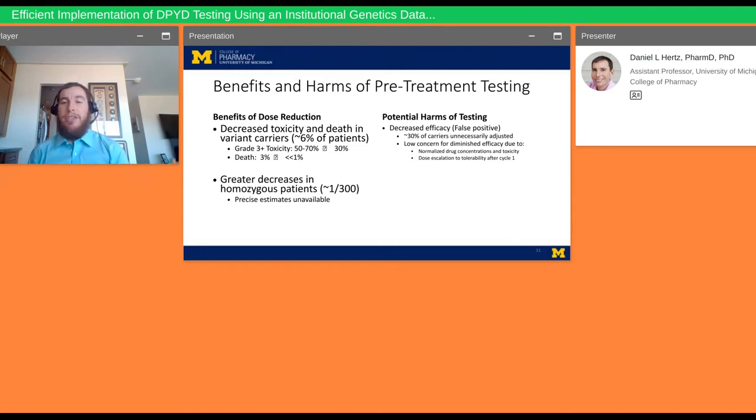In addition, as I mentioned in the CPIC guidelines, the dosing guidelines recommend a dose escalation to tolerability after cycle 1, so all patients should receive their maximum tolerated dosing, as is usual with chemotherapy.